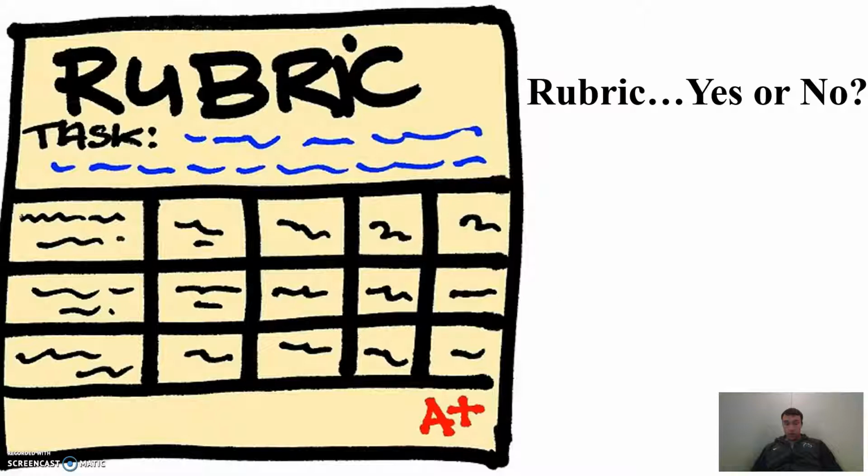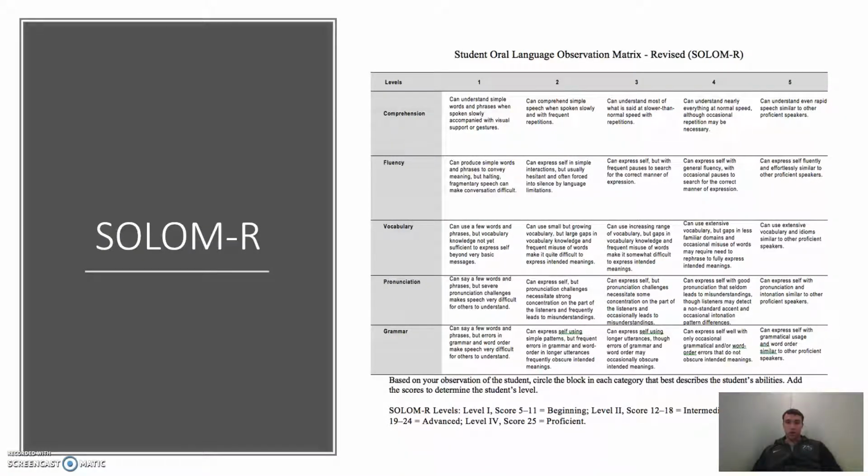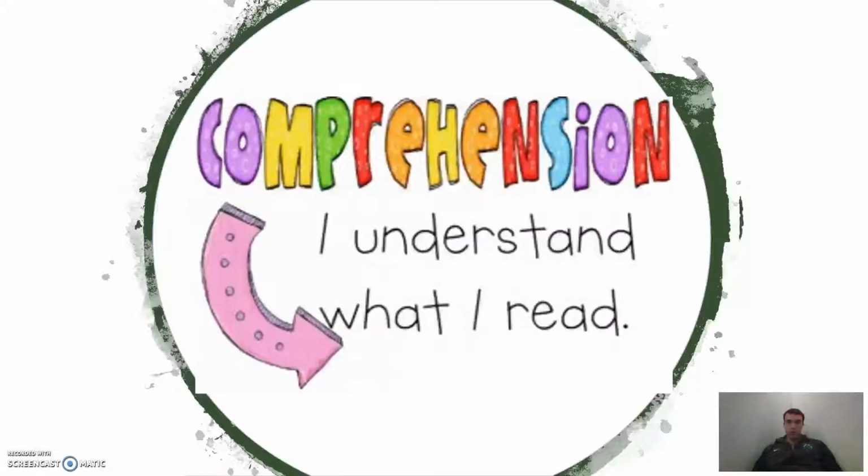Rubrics are another effective tool when assessing ELLs. It allows teachers to look at multiple aspects at one time when assessing. One of the most commonly used rubrics is the SOLOM-R, as pictured here, which is the Student Oral Language Observation Matrix revised. As you can see, it has 5 different categories, and 1 through 5, 1 being the lowest, 5 being the highest. The first one on there is the comprehension, which is the ability for the ELL to understand what you or their classmates are saying.